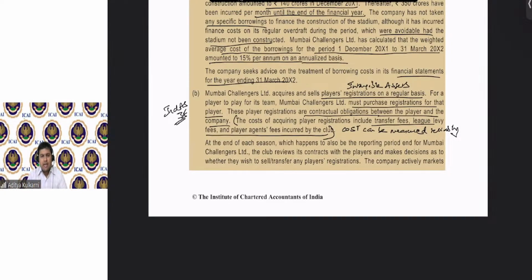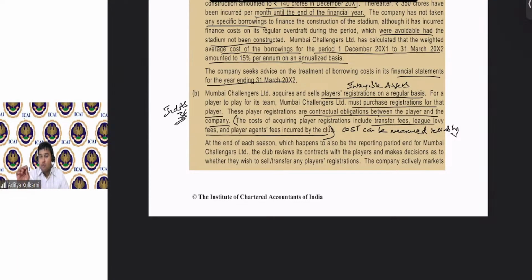Like you had Gujarat Titans, Hardik Pandya moved from Gujarat Titans to Mumbai or Mumbai to Gujarat. Something was going on 3-4 months back. I don't know from where to where that guy has moved, but he has moved from one team to the other.